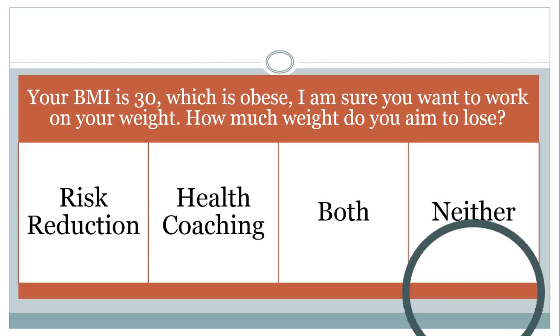So your BMI, which is 30, which is obese, that is an appropriate thing to tell the client in that you are giving them the results of their screening. Now, the next part is really where it derails. I am sure you want to work on your weight. How much weight do you aim to lose? This is an assumption. The client has not set any agenda here, and we are telling them and prescribing what we want them to do.